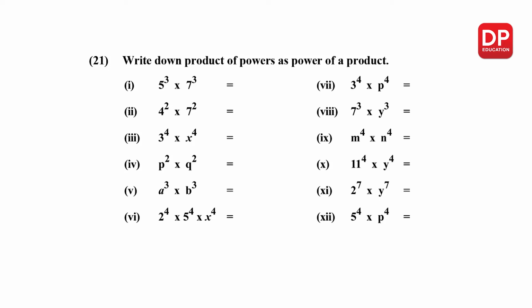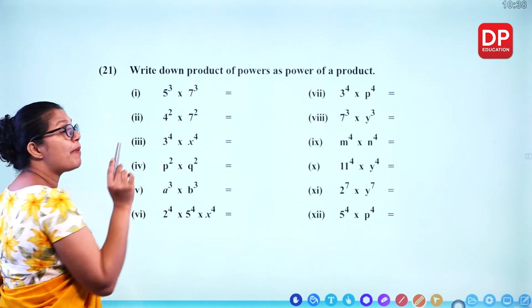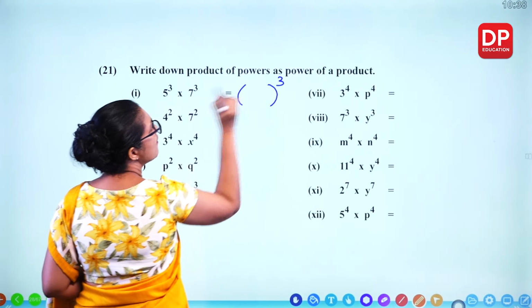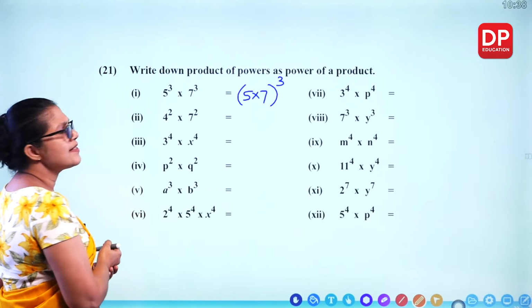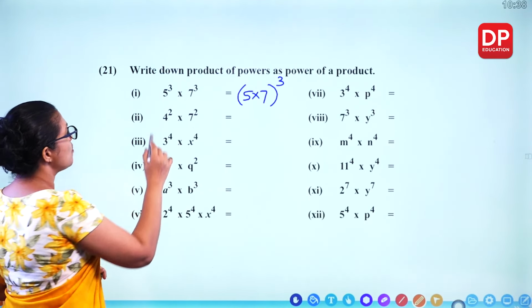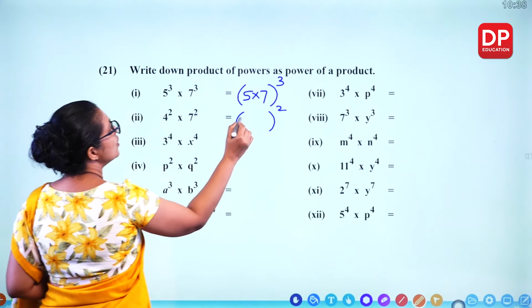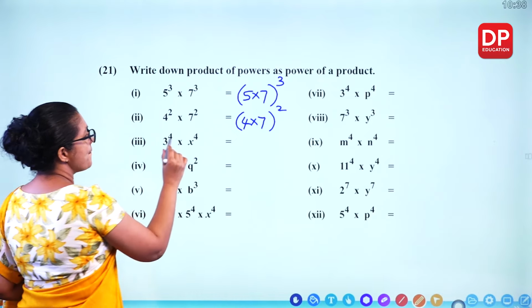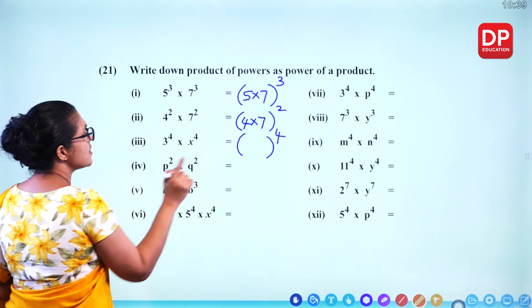Write down product of powers as power of a product. So you have to combine. So look at this one, same power. So I can write power is 3 and 5 and 7 inside. This one, same power, power 2. Instead of this, I can write 4 times 7. Same power you can take like this, not with different powers.